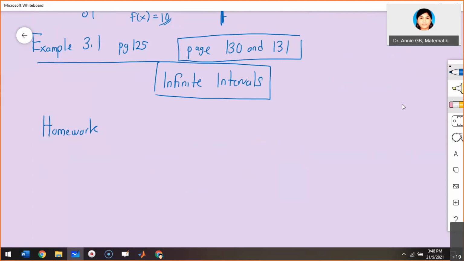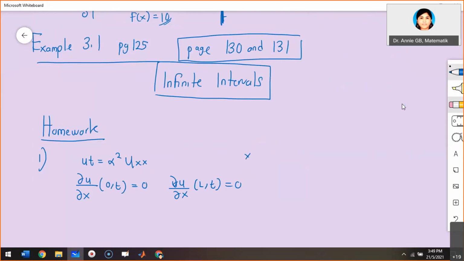Okay, your homework is, saya nak you solve, there's 2 questions. Number 1, this is your problem. Ut equals alpha squared uxx. I'm going to give you this boundary condition for you to find the solution. Partial u over partial x at 0 t equals 0, partial u over partial x at L t equals 0. Masih lagi finite interval. This is for t greater than 0. And then initial condition u(x,0) equals f(x).